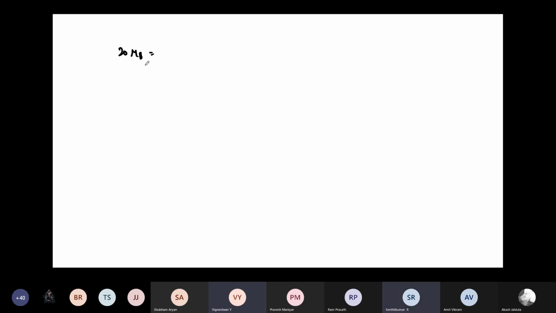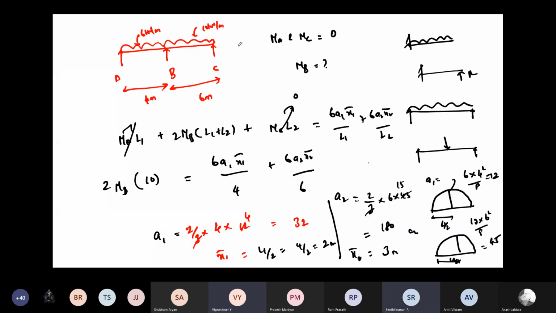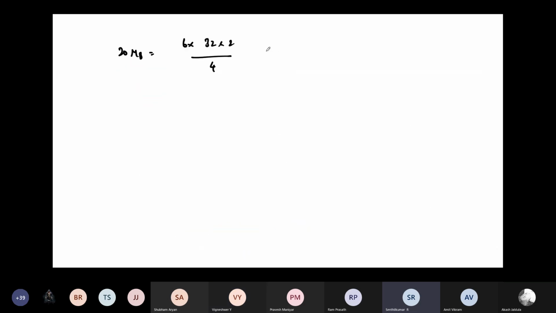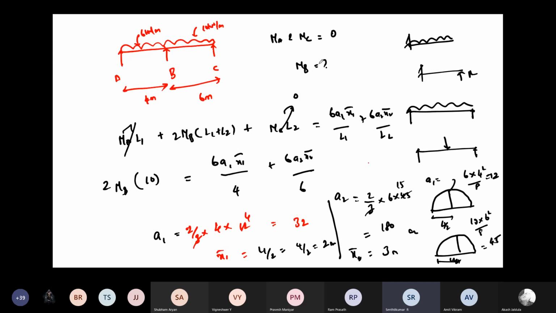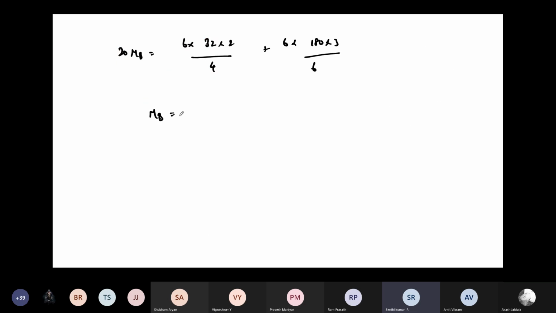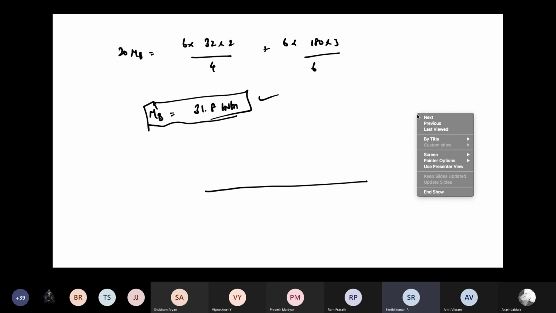Equation 20: MB equals 6 A1 x1 bar by L1 plus 6 A2 x2 bar by L2. What is your A2? 183 by L2, where L2 is 6 meter. So from that you can easily find what your MB is. MB will be equal to 31.8. That's all. Simply you can find the moment there. So I can draw the bending moment diagram easily.